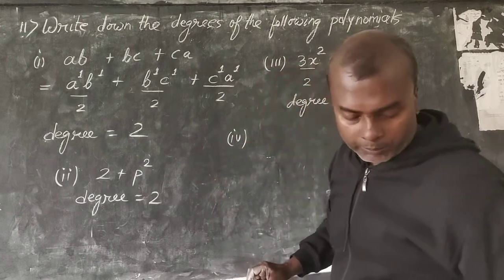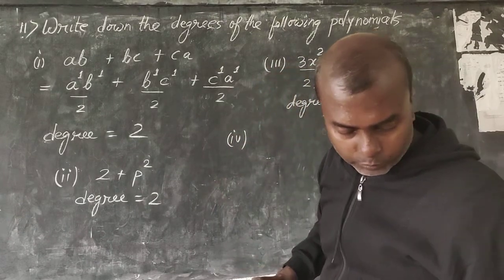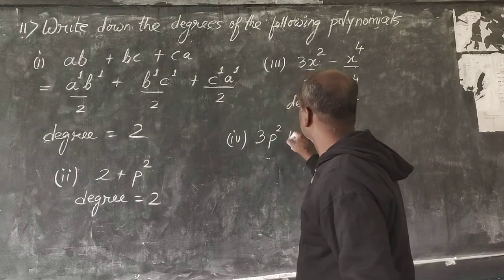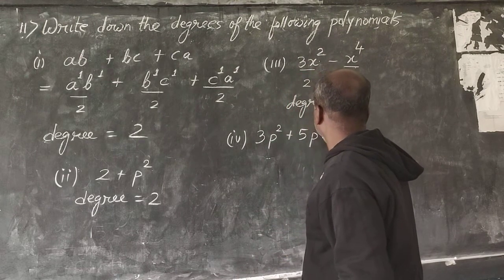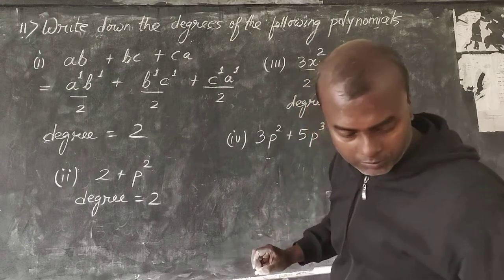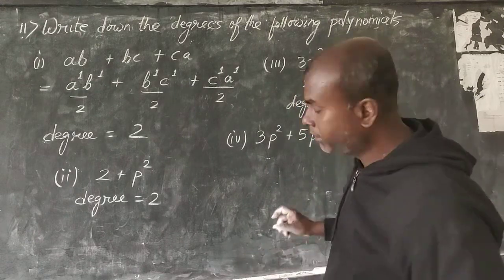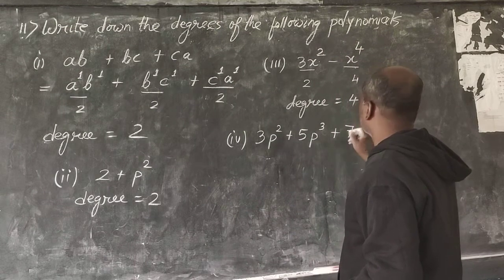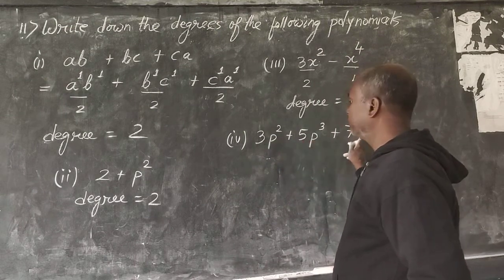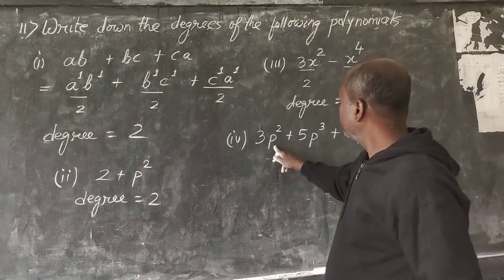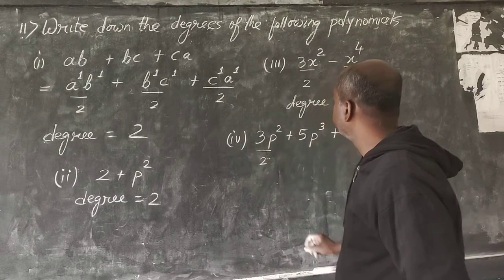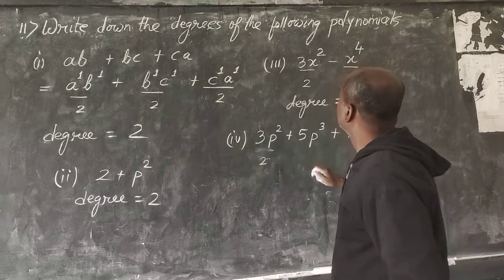Question 4, part 4. 3p square plus 5p cube plus 7p to the power of 5. Okay, here there are 3 terms. Now this term has only one variable, and what is its power? 2. Alright.